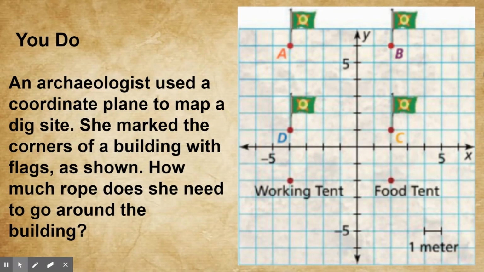Now it's time for a you-do problem. In this problem, you have an archaeologist who used a coordinate plane to map their dig site. She marked the corners of a building with flags, which you can see in this image. How much rope is she going to need to go around the building? So think about how this connects to what we just did. Looks like you're going to have to pick one version since it doesn't give you the coordinates for A, B, C, and D. See what you can do. Ready? Go.